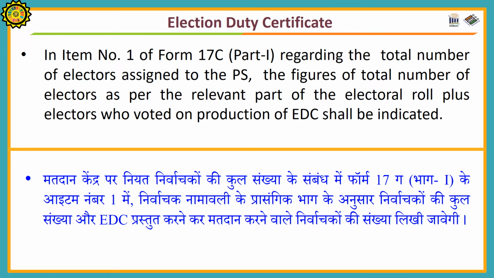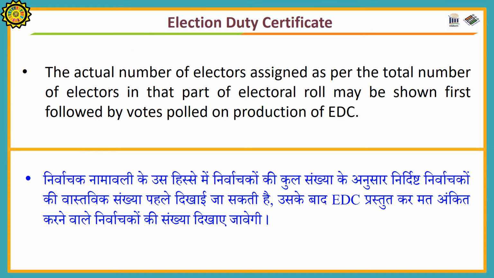In item number 1 of Form 17C Part 1, regarding the total number of electors assigned to the polling station, the figures of total number of electors as per the relevant part of the electoral roll plus the electors who voted on the production of EDC shall be indicated. The actual number of electors assigned as per the total number of electors in that part of the electoral roll may be shown first, followed by the votes polled on the production of EDC.